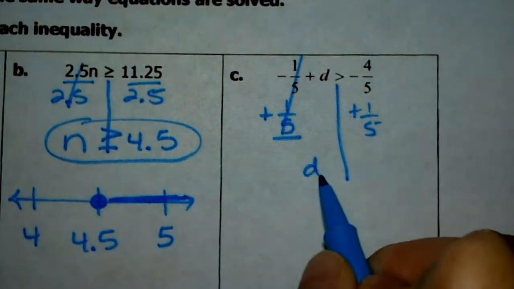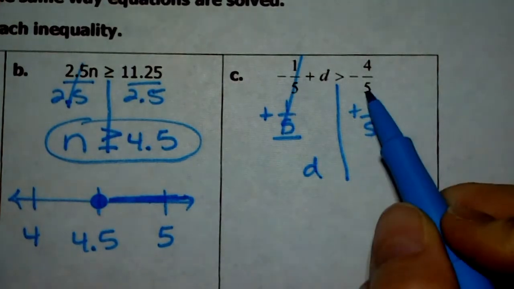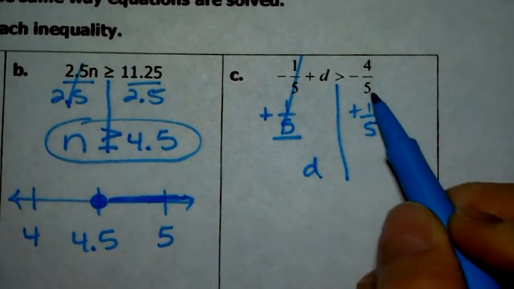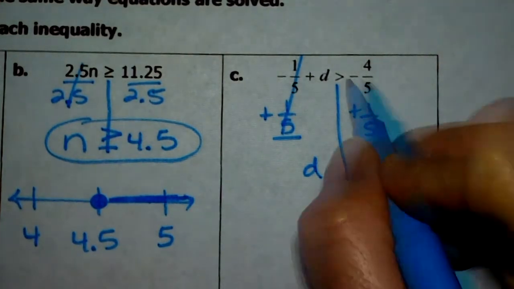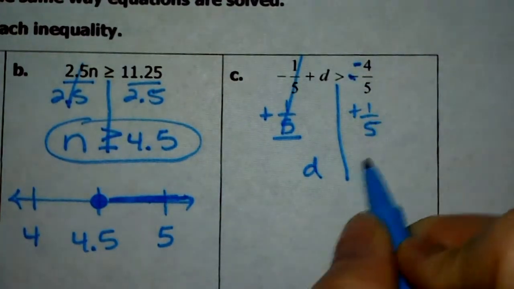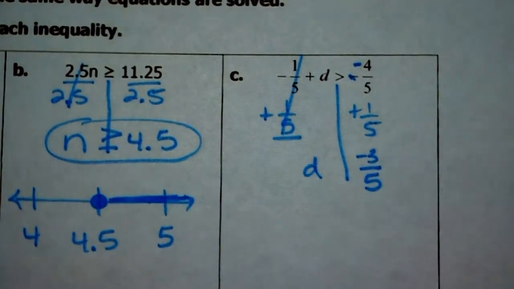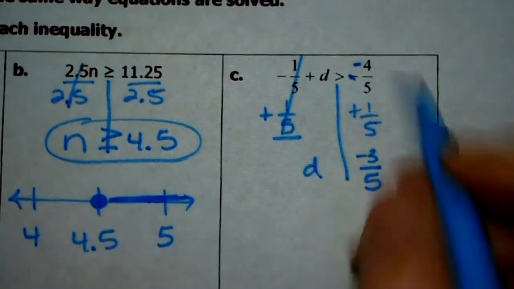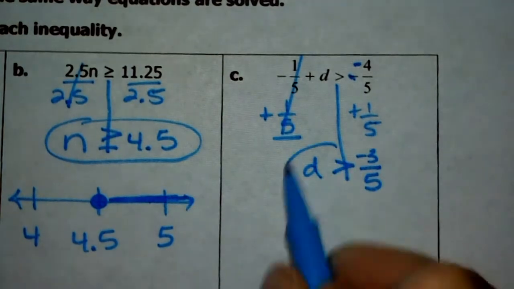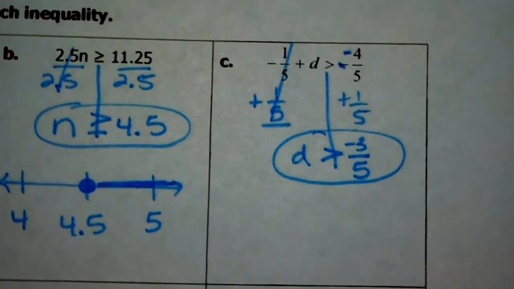D is left. And remember, when you're trying to add fractions, you need that common denominator, right? So I don't want to put the negative with the 5, because then my denominator is not common anymore. We'll put the negative with the numerator. Negative 4 plus 1 is negative 3. And then I bring over my denominator. It was greater than to start. It's still greater than. So my solution here is D is greater than negative 3/5.